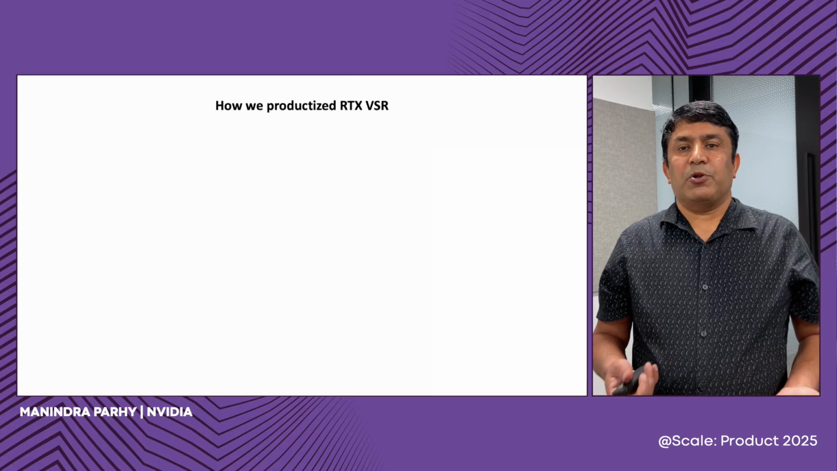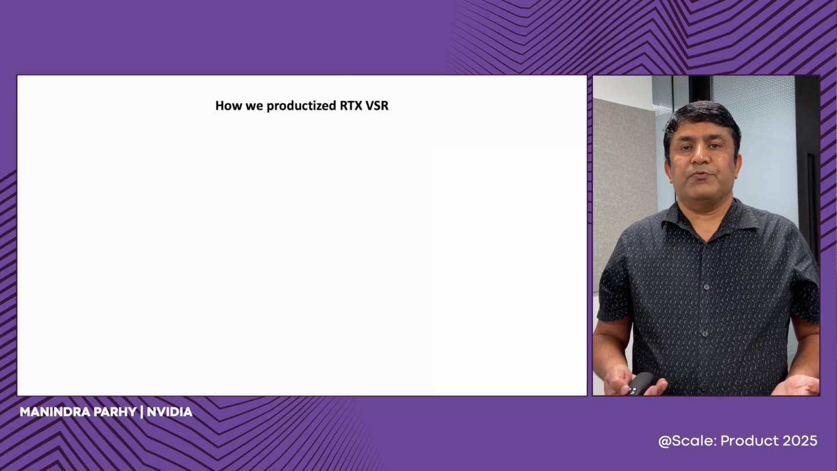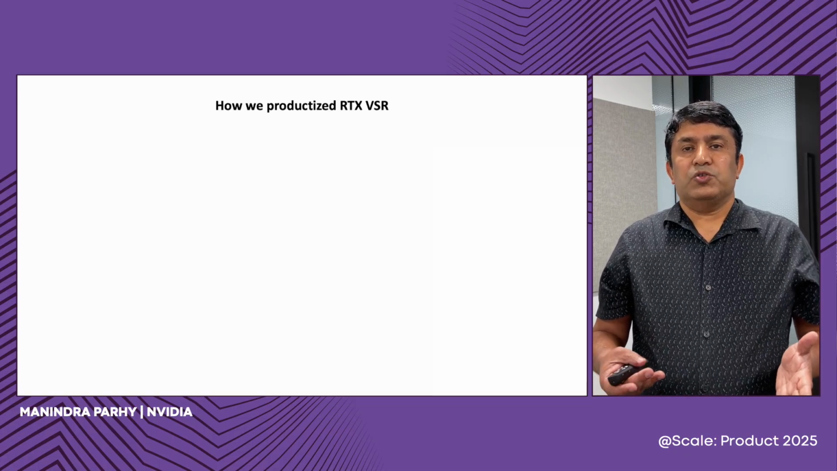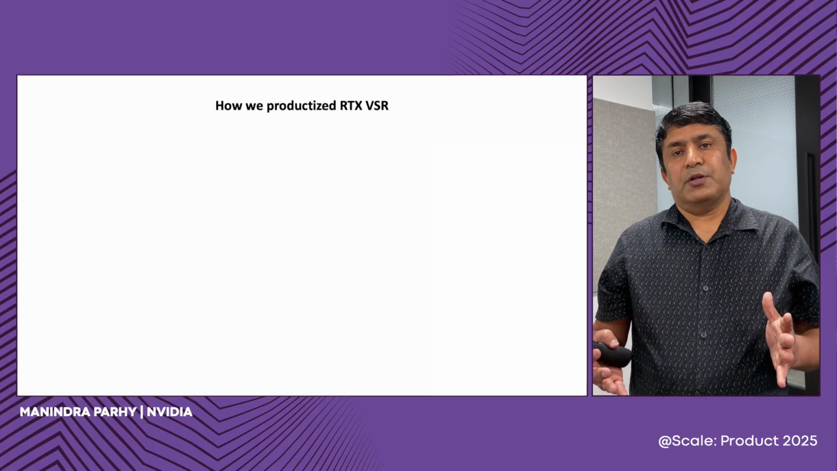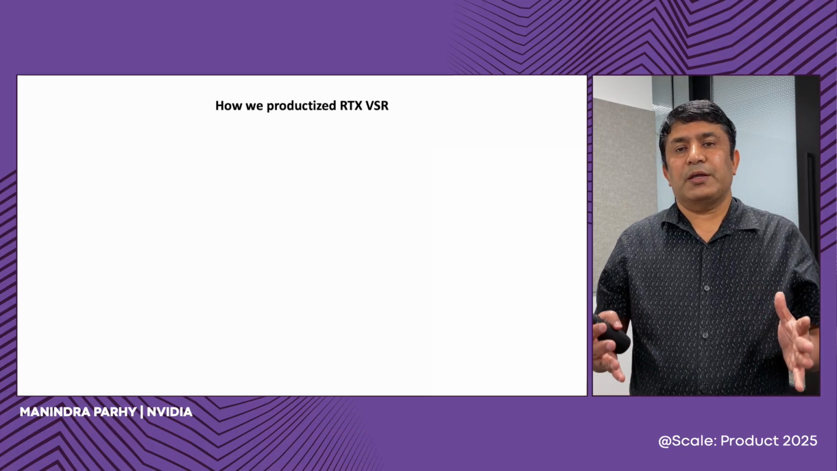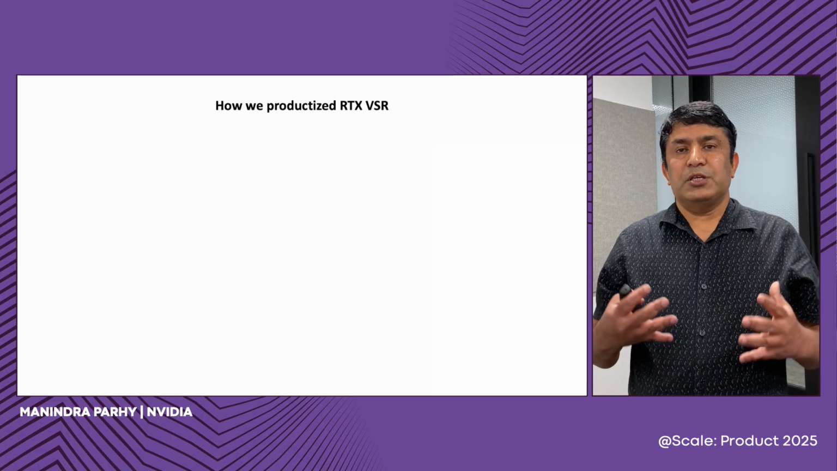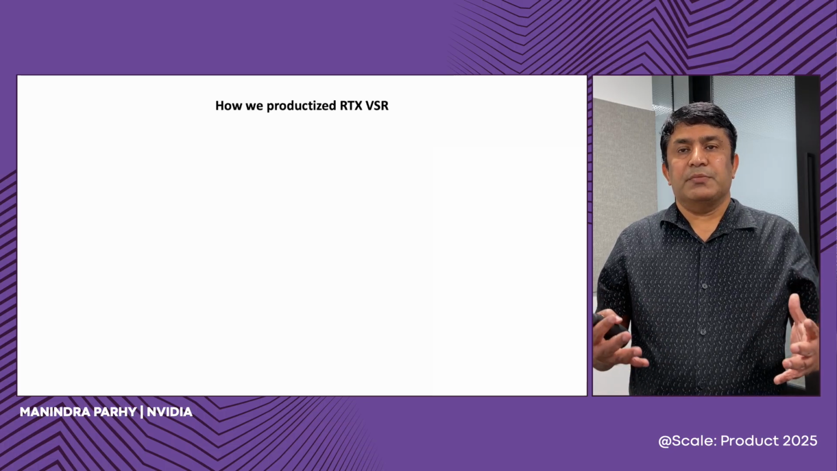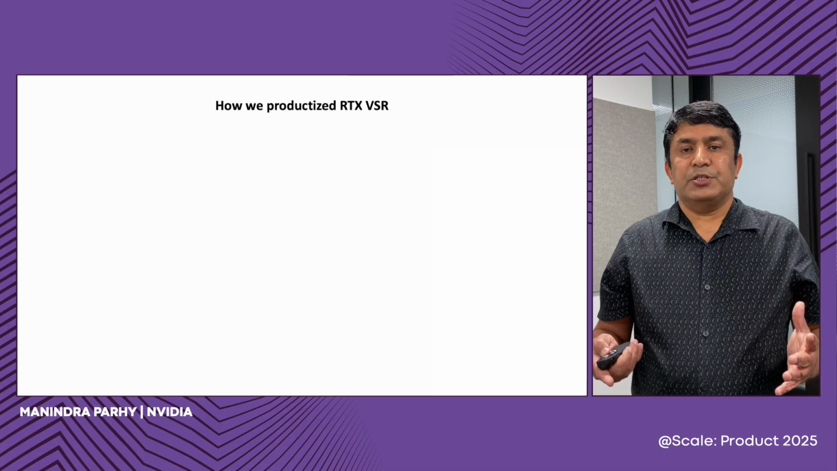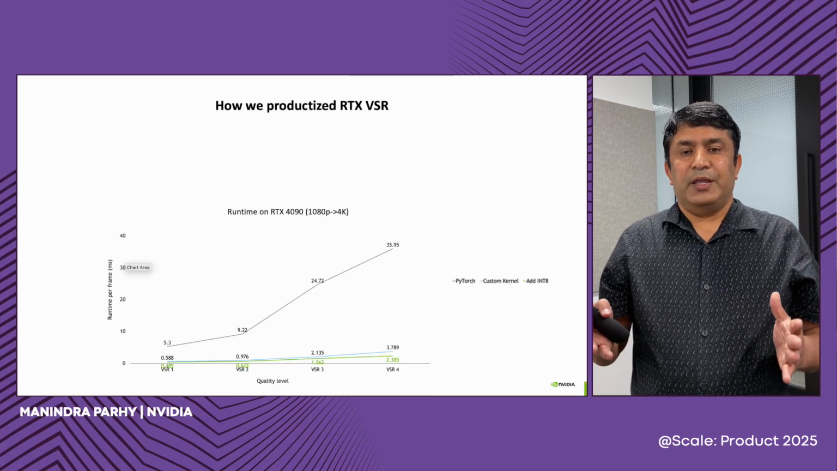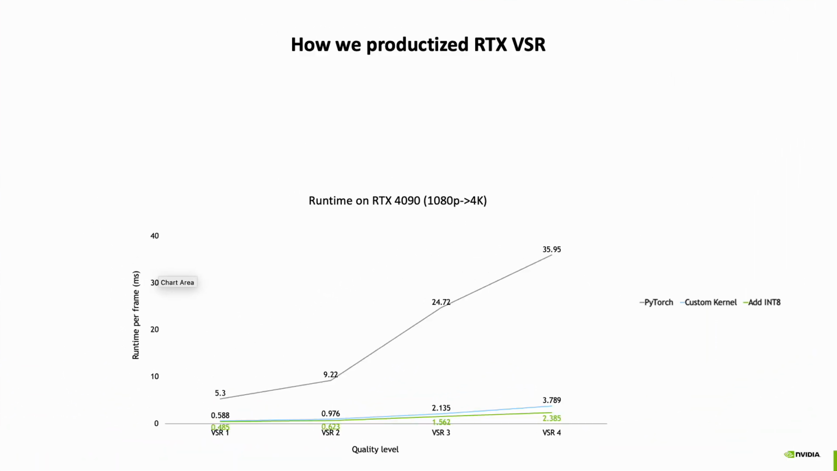So how did we productize this RTX VSR? The first thing is complexity. While the AI cores have been progressing, with capabilities increasing day by day, to come to this level of quality it is just not sufficient. As I will be explaining on this chart, this shows the runtime of RTX VSR when it is upscaling a 1080p frame to 4K. What is the runtime in milliseconds?